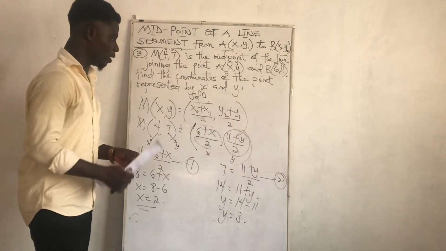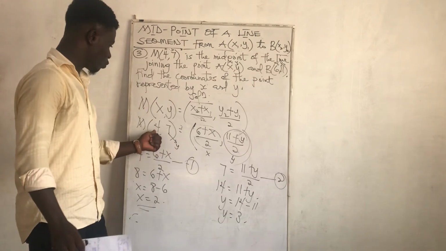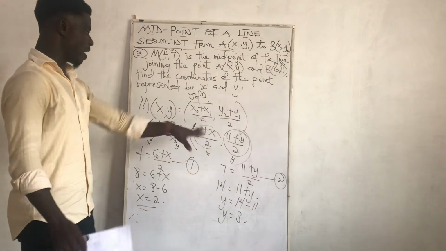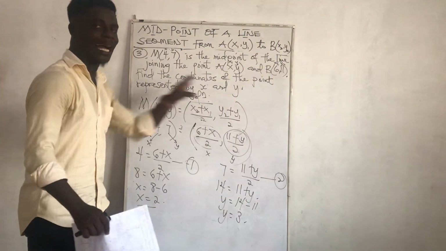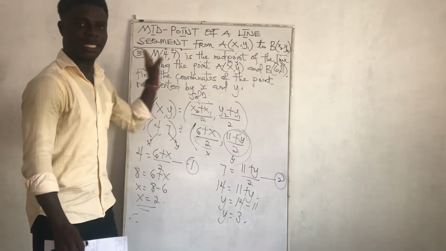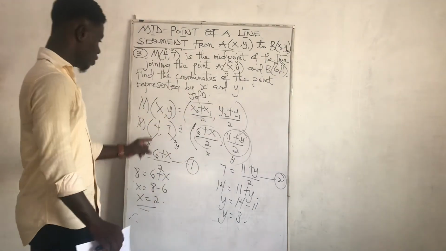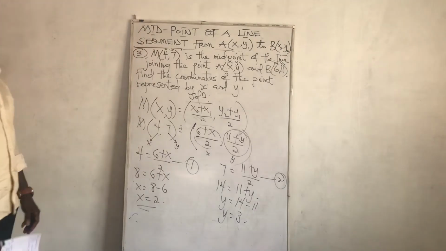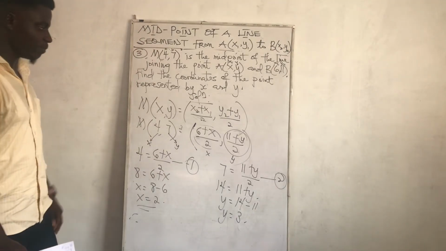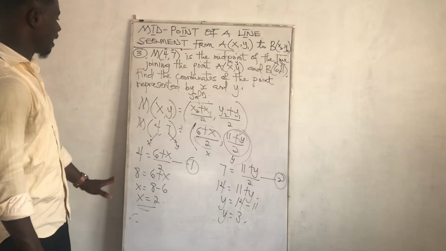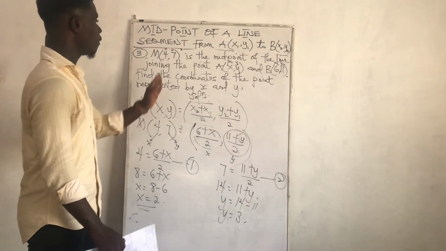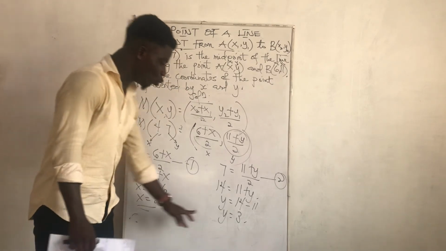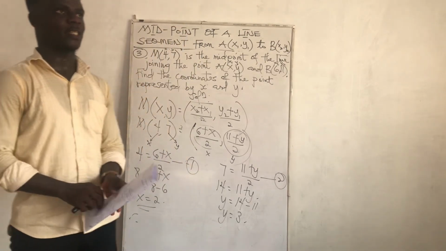Okay, so now we can equate. So this 4 should be equal to that because they are equating. We equate the x value with the x value, then the y value with the y value. So 4 will be equal to that, 7 will be equal to that. Then we find for that. Very, very simple. So when you are done, you conclude that, therefore, the coordinates of the point represented by x and y is 2 and 3 respectively.